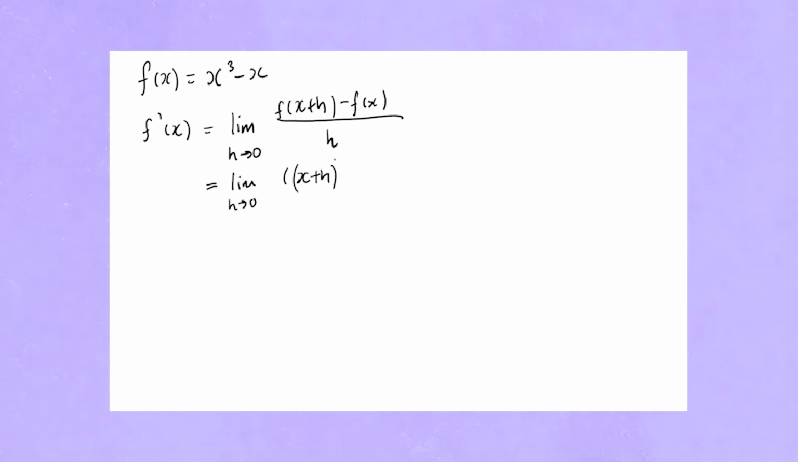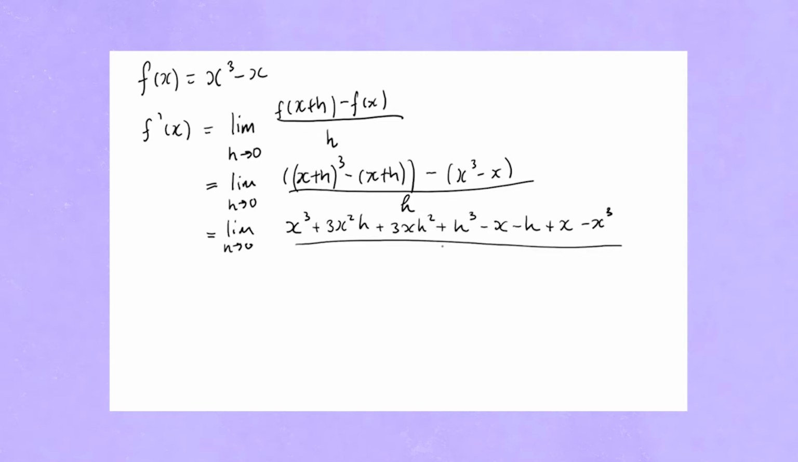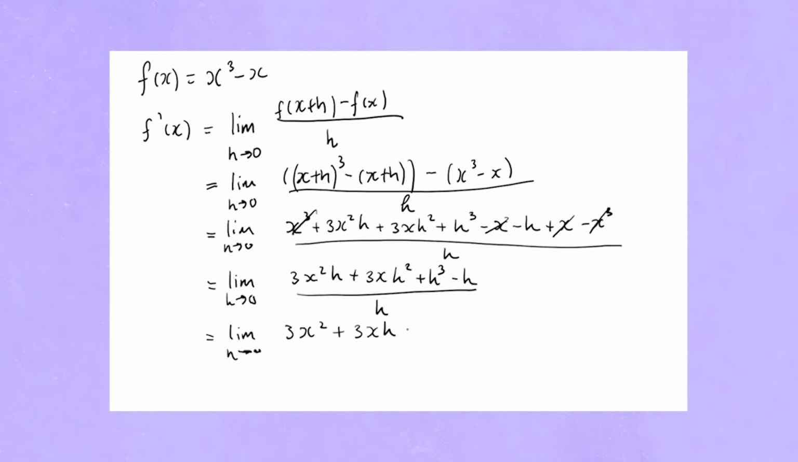By definition, f prime of x is the following limit, which we can evaluate by expanding the numerator and cancelling until it's written in a simpler form. After some algebra, we find the value of the limit is 3x squared minus 1.